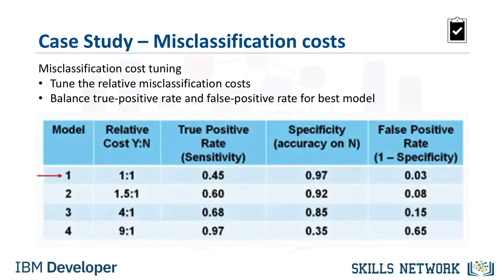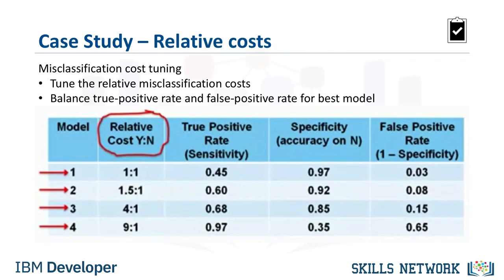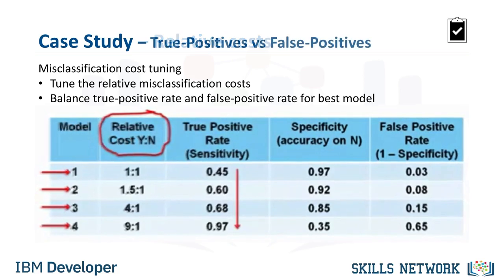As shown in this table, 4 models were built with 4 different relative misclassification costs. As we see, each value of this model building parameter increases the true positive rate, or sensitivity, of the accuracy in predicting yes, at the expense of lower accuracy in predicting no, that is, an increasing false positive rate. The question then becomes, which model is best based on tuning this parameter?